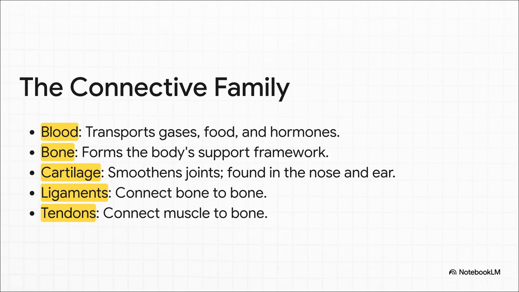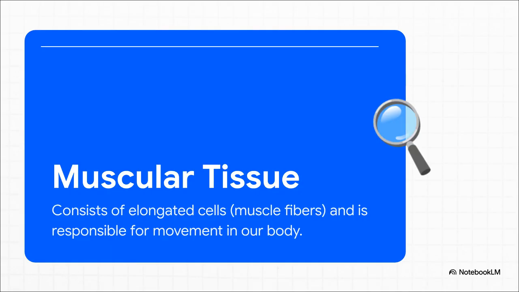And the variety in this group is just wild. I mean, would you believe that blood is a type of connective tissue? Its matrix is the liquid plasma. Then you've got bone, where the matrix is solid calcium, giving you your skeleton. You've got cartilage, which is that flexible stuff in your ears and nose. And then you have the really tough, stringy connectors, ligaments, which tie bone to bone, and tendons, which hook your muscles onto your bones.